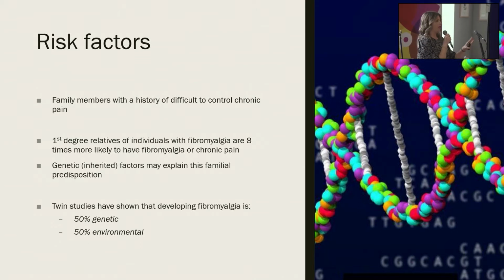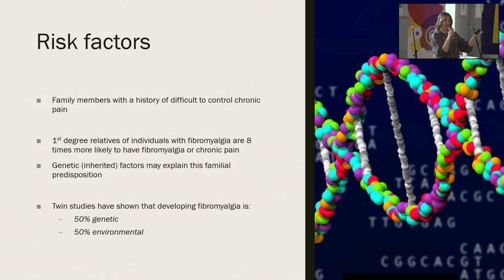So what are the different risk factors? We do know that there is a genetic predisposition. That's why I put the picture of the DNA there, because when they've done studies of identical twins, we understand this is about 50% genetic and about 50% environmental. If you have a first-degree family member with fibromyalgia, you yourself are 8 times more likely to develop the condition later in life.